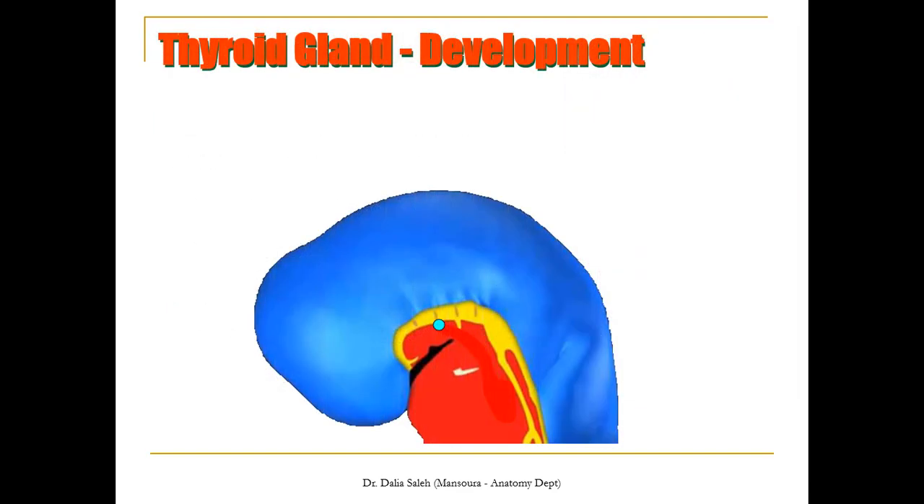Regarding the thyroid gland development, if we look at this embryo from the side, this is a sagittal section in the embryo, and this is the neural tube, this is the developing foregut, and this is the developing pharynx, and this is the heart area here.